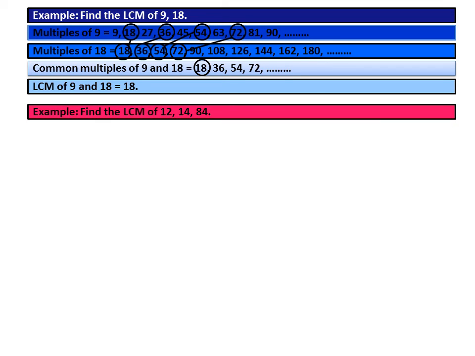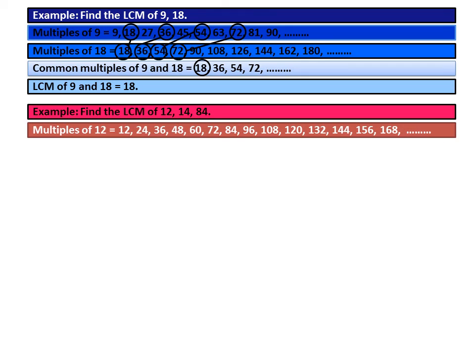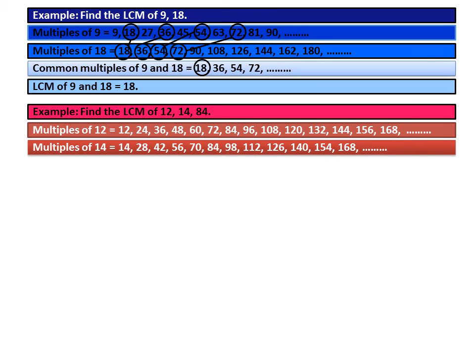Now let us solve one more example. Find the LCM of 12, 14 and 84. Everyone knows the table of 12, 14 and 84. So multiples of 12 are 12, 24, 36, 48, 60, 72, 84, 96, 108, 120, 132, 144, 156, 168 and so on. Multiples of 14 are 14, 28, 42, 56, 70, 84, 98, 112, 126, 140, 154, 168 and so on.